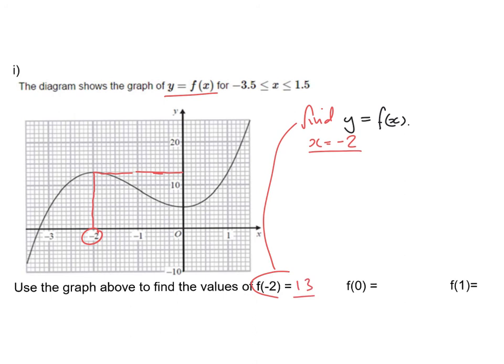It's 13. If we want to find f of 0, we're going to make x equal 0. So we go to the x-axis, go up to the graph, and that point has a y-coordinate of 5. So f of 0 is 5. Finally, when x is 1, our y-coordinate is going to be 13. So f of 1 is 13.